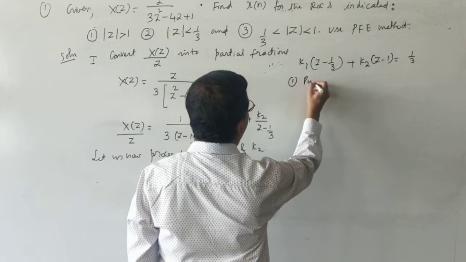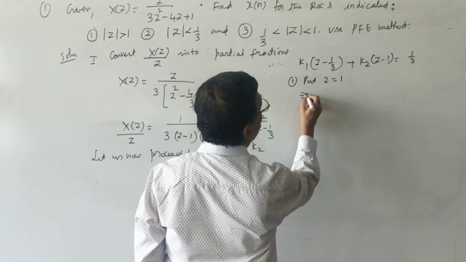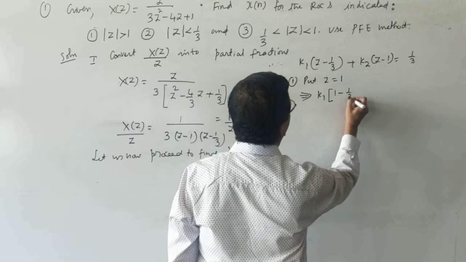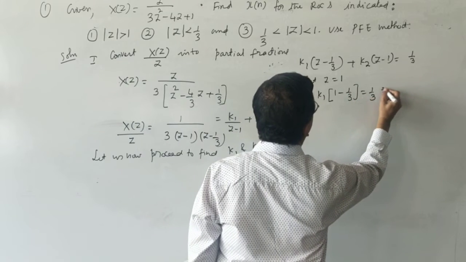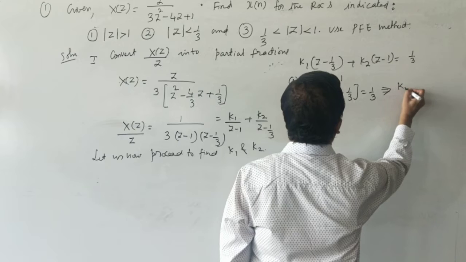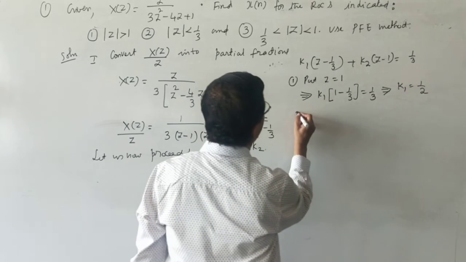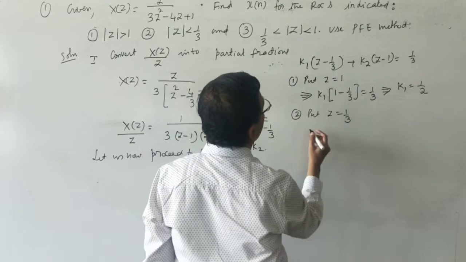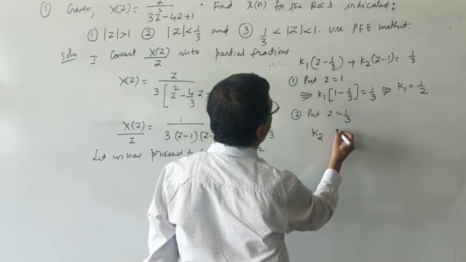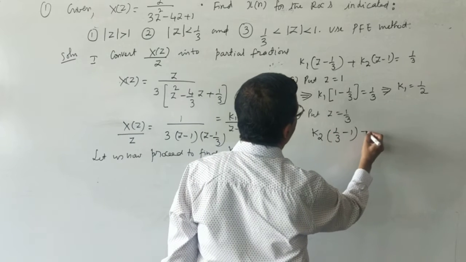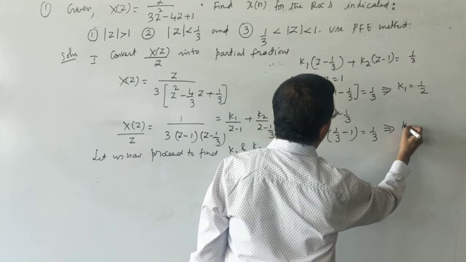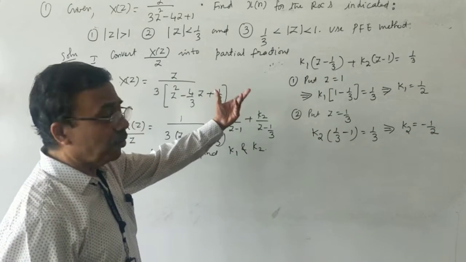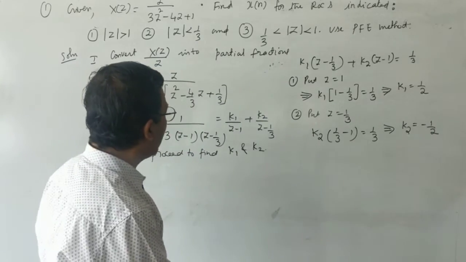First one, put z equal to 1. This implies k1 into 1 minus 1 by 3 is equal to 1 by 3. This implies k1 is equal to half. Then I'll say put z equal to 1 by 3. Then this will become 0. What we get? k2 into 1 by 3 minus 1 is equal to 1 by 3. This implies k2 is equal to minus half. You can use any method you know to find the values of k1 and k2.